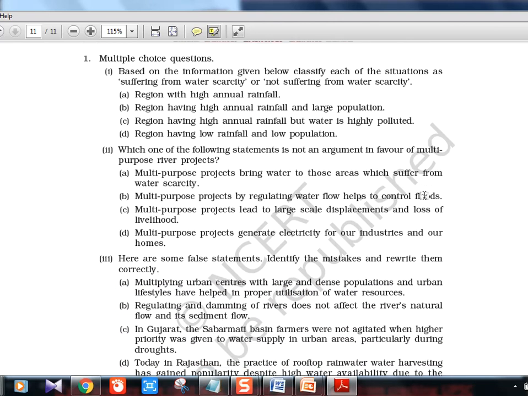I think the questions here are also very poor. Based on the information given below, classify each of the situations as suffering from water scarcity. So which one is the water scarcity case? Here I think this one is a region having high annual rainfall but water that is highly polluted. The other three are like high rainfall cases. Here it is low rainfall and low population, so it can be either way. I don't know what they intend through these questions.